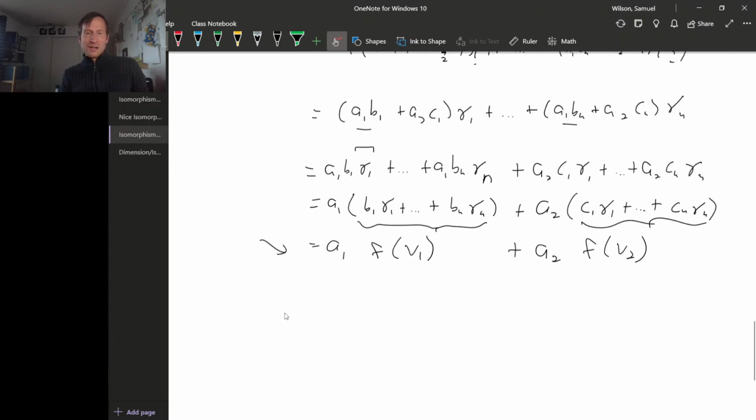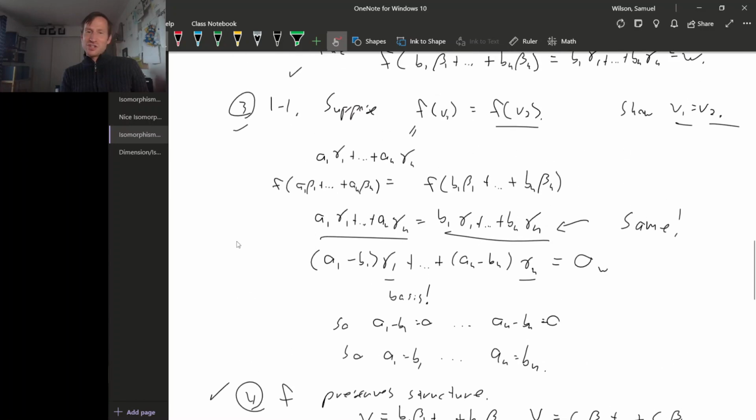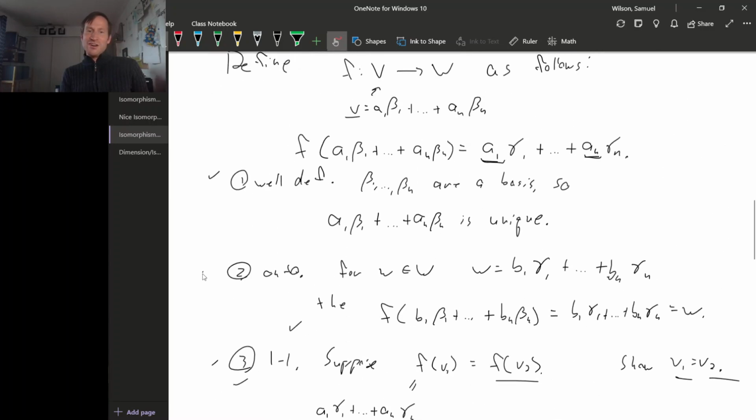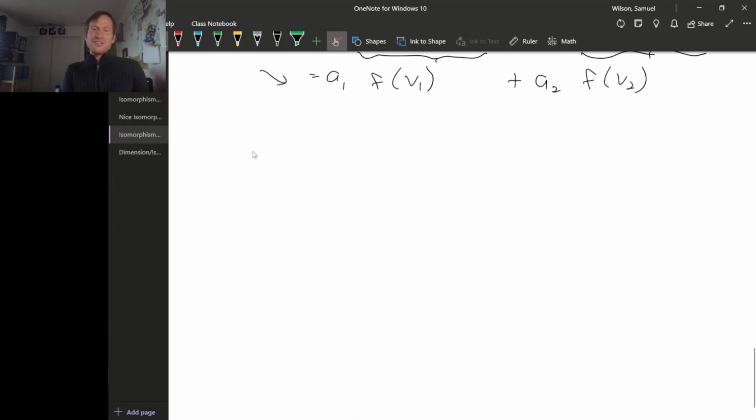So, thinking back, we now know that f preserves structure. It's one-to-one, it's onto, it's a well-defined function. So that means that this function we wrote down, f from v to w, is an isomorphism.